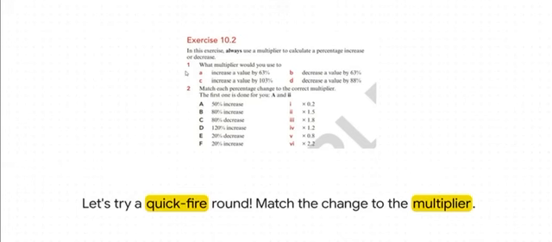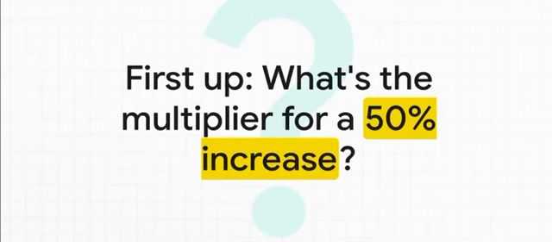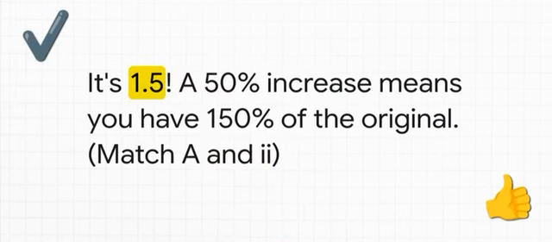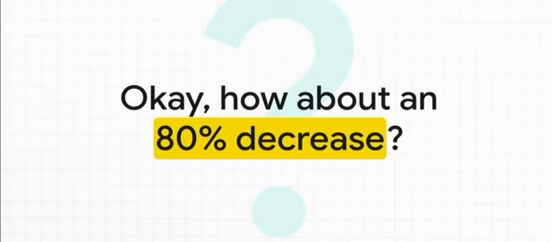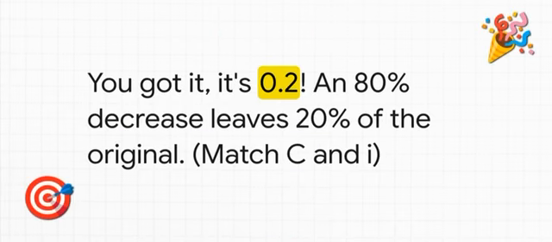Okay, I think you're really getting the hang of this, so let's test your skills. We're going to do a little quickfire round. I'll give you a percentage change, you shout out the multiplier. Ready? First one, a 50% increase. Remember, we start at 100% and we're adding 50%. So what's that multiplier? Boom, it's 1.5, because a 50% increase means you have 150% of the original. Fantastic. Okay, how about a trickier one? An 80% decrease. So you're starting at 100% and you're taking away 80%. What are you left with? That's it. You're only left with 20% of the original value, so the multiplier is 0.2.